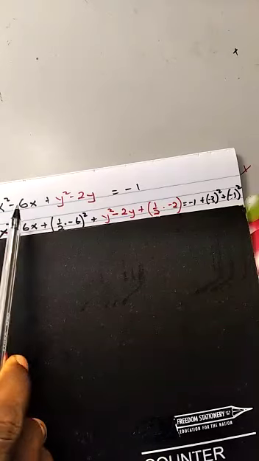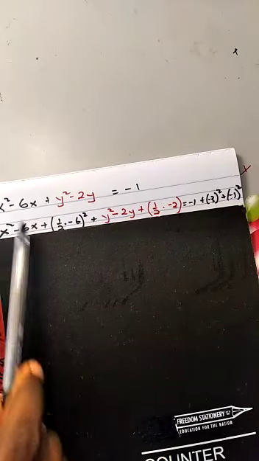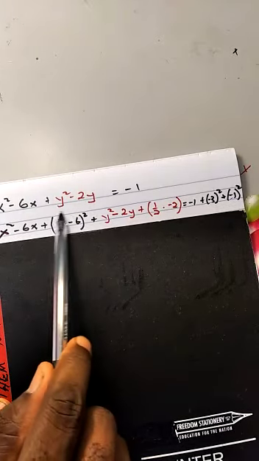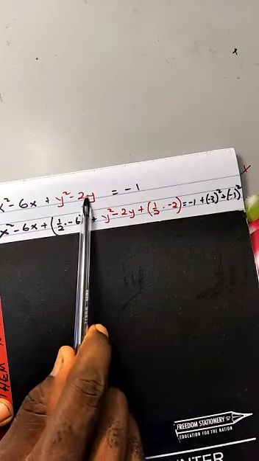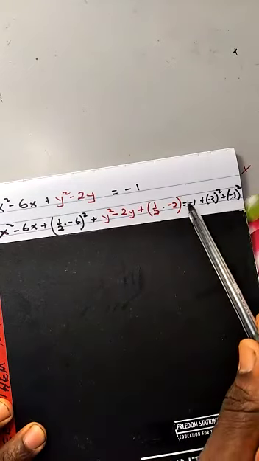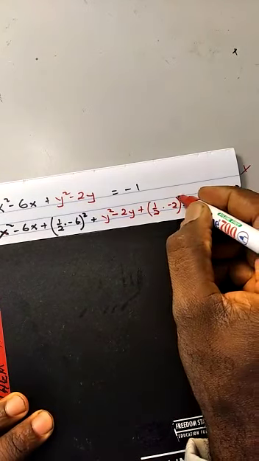To complete a square, you find the coefficient of x, which is minus 6. What is half of that? This is how I'm finding it, and then you square that. Same applies to the coefficient of y, which is minus 2, half of that. Here it is, and then you square that as well.